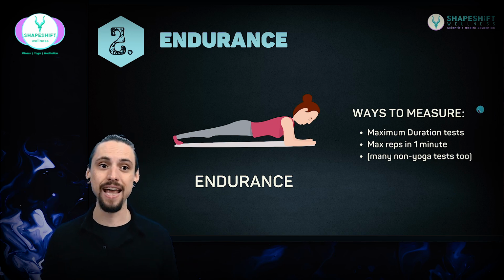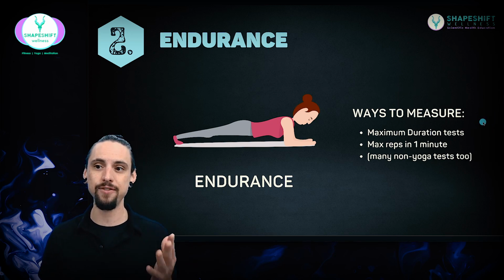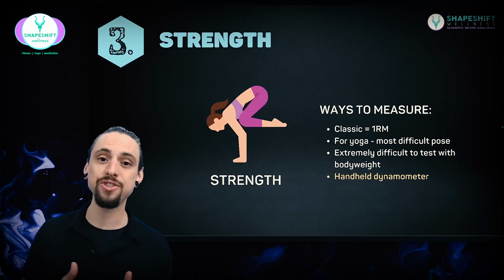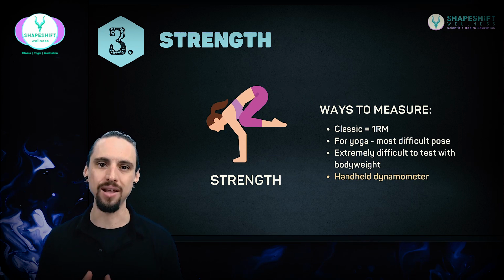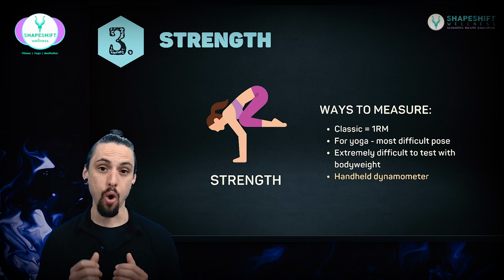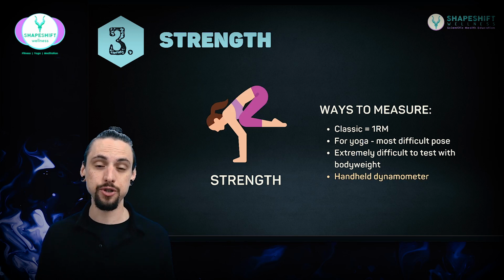You see why we're using outcomes is because you can see if you're making a difference. Next up is strength. Strength, classically, we would measure with a 1 repetition maximum lift, and that would be the heaviest weight that you could possibly pick up. Now in yoga, this is really difficult to test because we're not using weight, we're just using body weight.